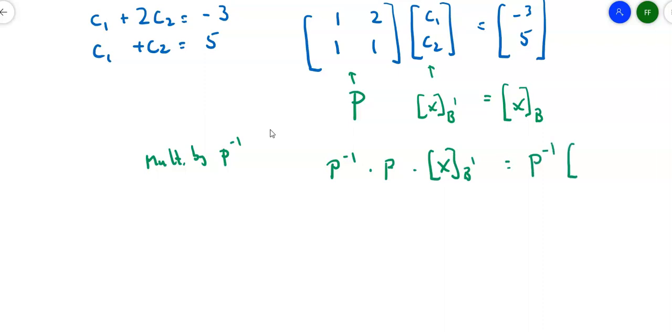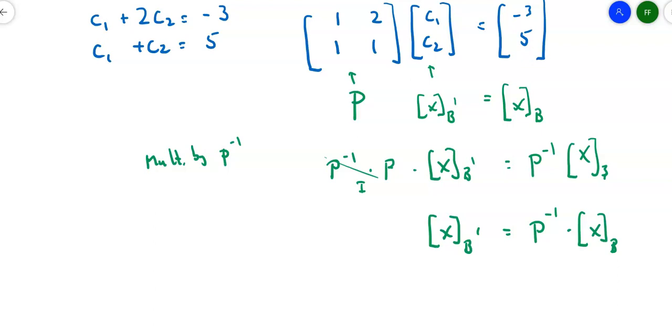equals P inverse times the coordinate matrix of x relative to b. Well, P times P inverse is just the identity matrix, and the identity matrix times that coordinate matrix is just that coordinate matrix. So it turns out the coordinate matrix of x relative to b prime is just P inverse times the coordinate matrix of x relative to basis b. Great. So in theory, all I have to do is find the inverse of that matrix.